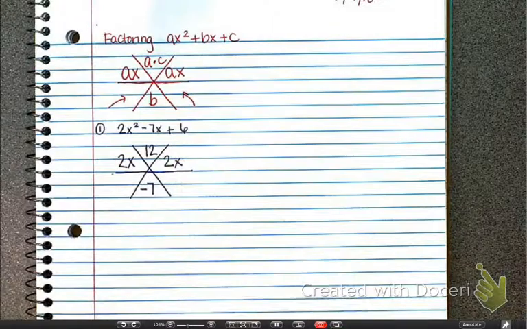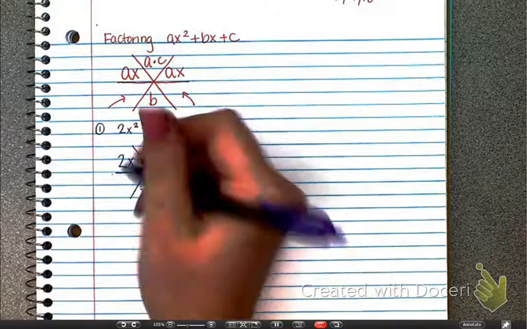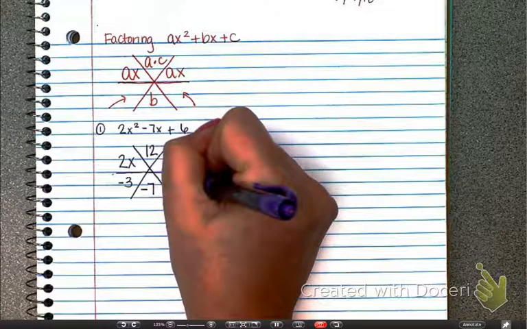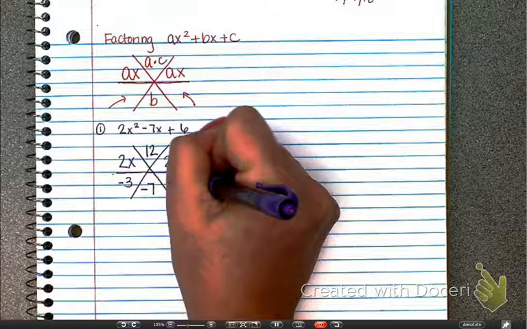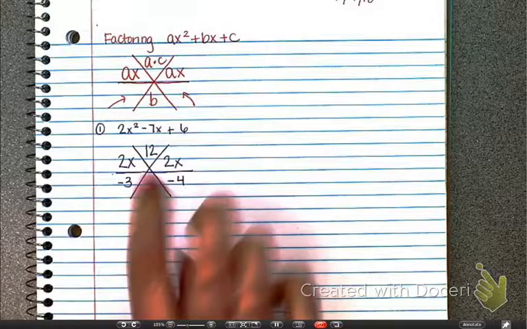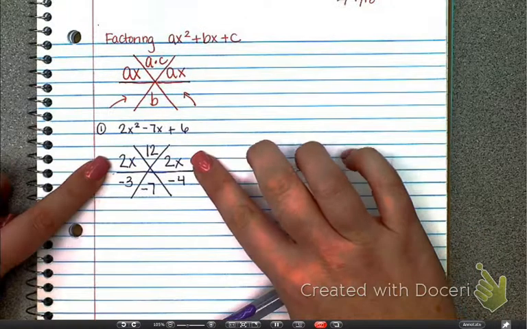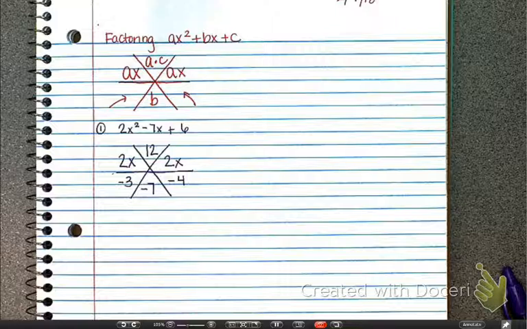Okay. So what two numbers multiply to 12 and add to negative 7? Negative 3 and negative 4. So let's check. Negative 3 times negative 4 is 12. Negative 3 minus 4 is negative 7. Do you agree that we haven't really done a whole lot different other than add this up here? Okay. So everyone's good up to that point.